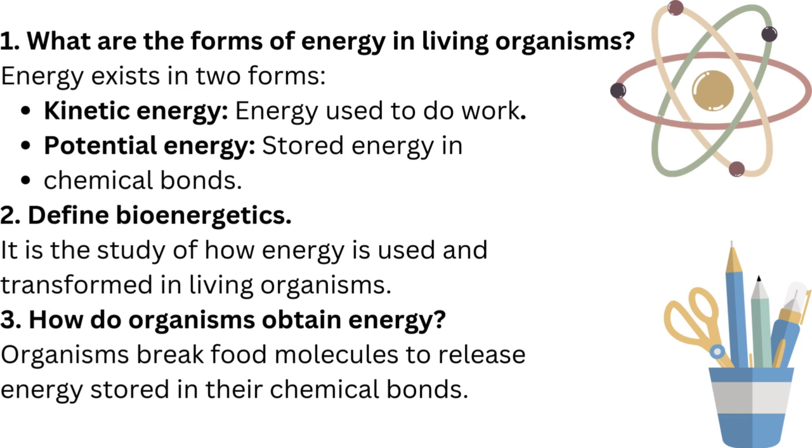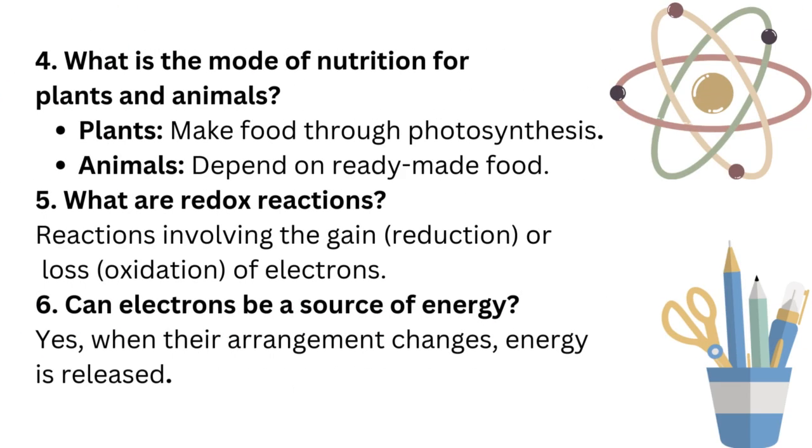How do organisms obtain energy? Organisms break food molecules to release energy stored in their chemical bonds. What is the mode of nutrition for plants and animals? Plants make food through photosynthesis. Animals depend on ready-made food.